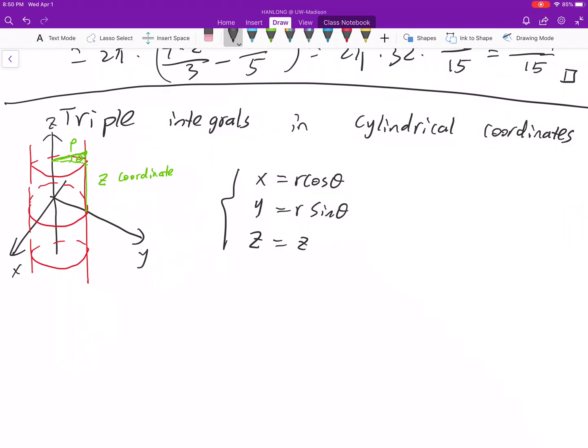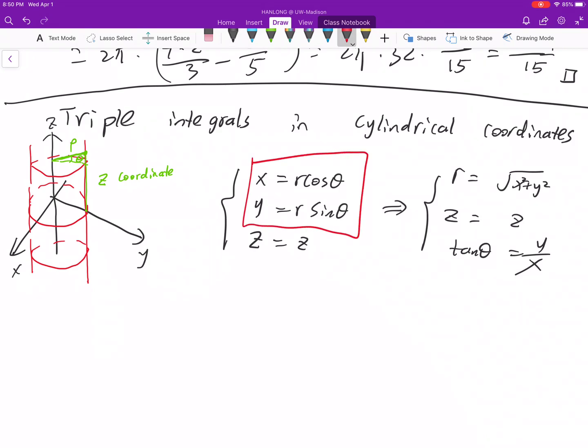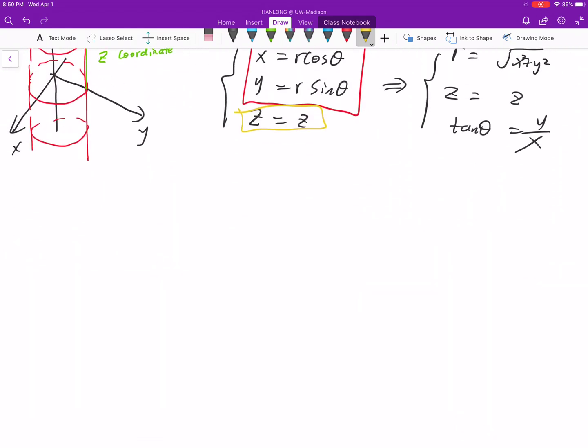It's not a big issue to write rho or r, and we can solve it to get an inverse transformation. Don't try to remember the formula, you just remember it's a combination of projection and polar coordinates. So for this part, you have polar coordinates, and for this part, it's just a projection. It stays the same.